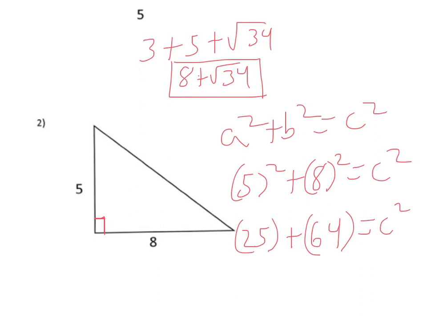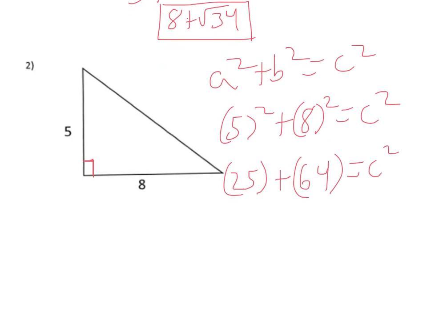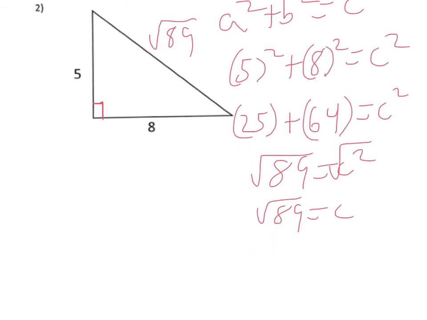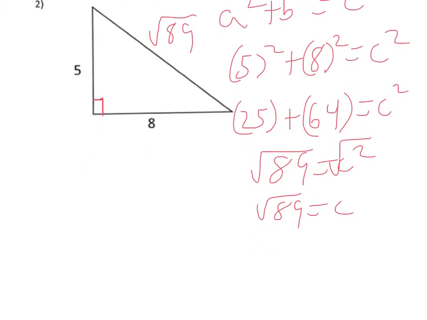Therefore, 25 plus 64, we have 89 equals c squared. Therefore, we have to square root both sides. We have the square root of 89 equals c. Like we did before, finding perimeter, we need to add all our sides. 5 plus 8 plus the square root of 89. And we get 13 plus the square root of 89.